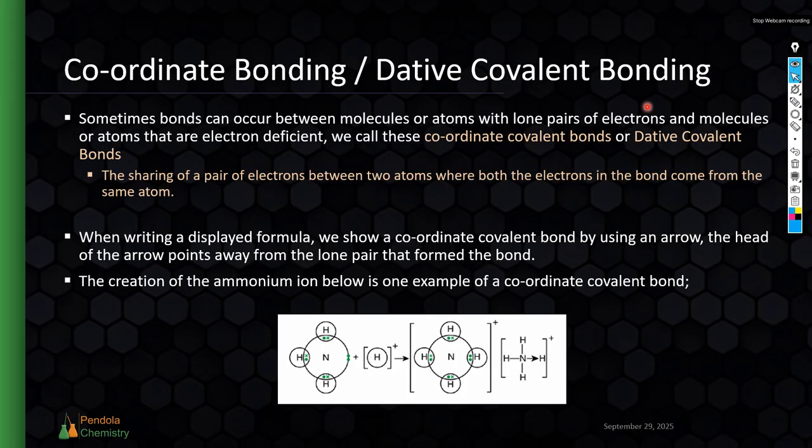So let's talk about another kind of subdivision of covalent bonding here, which are coordinate covalent bonds, or what we call dative covalent bonds.